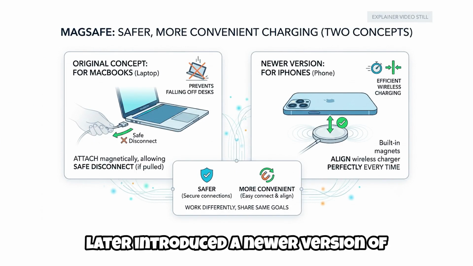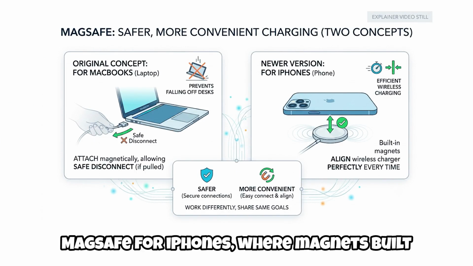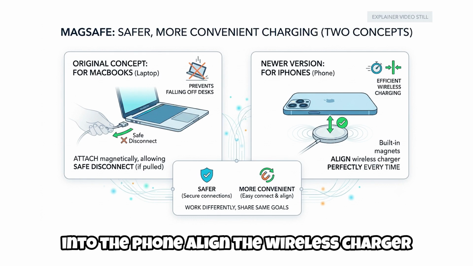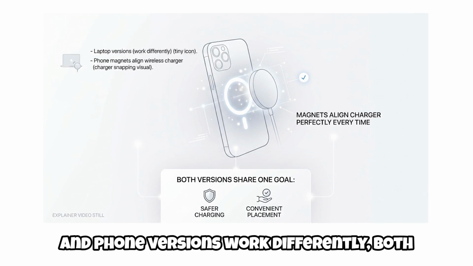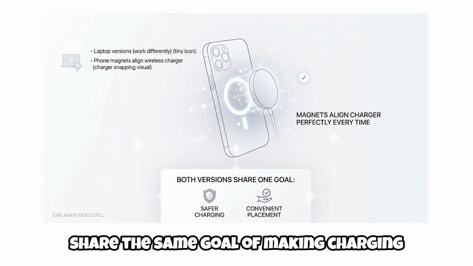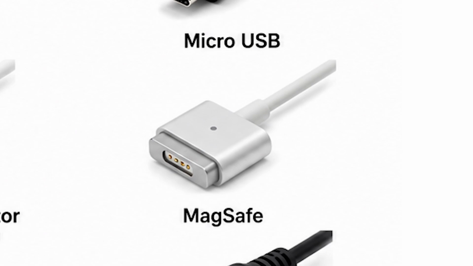Apple later introduced a newer version of MagSafe for iPhones, where magnets built into the phone align the wireless charger perfectly every time. Although the laptop and phone versions work differently, both share the same goal of making charging safer and more convenient. MagSafe 2.